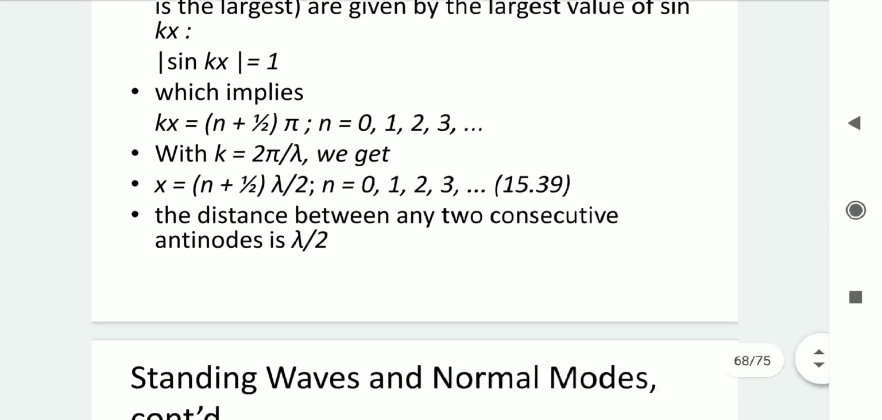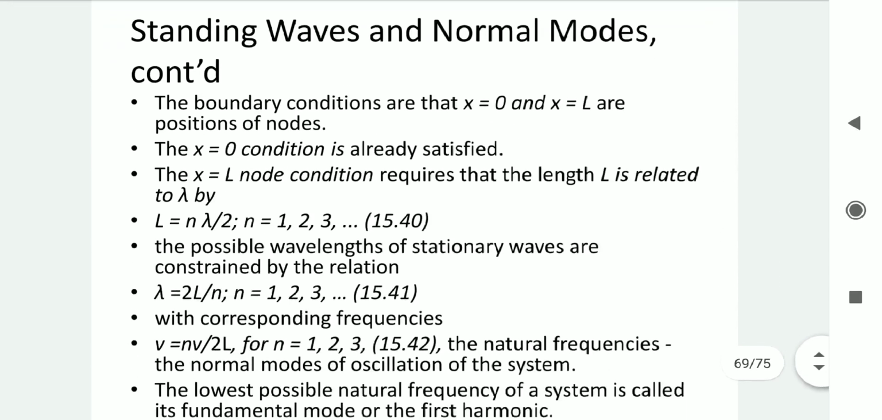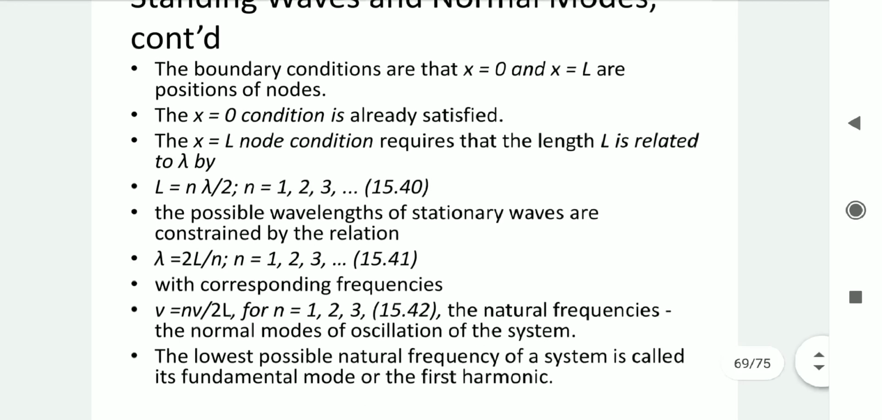By defining the boundary conditions x = 0 and x = L, which are the conditions we have defined, by the extreme condition x = L, we have L = nλ/2. So λ = 2L/n. Based on that, the frequency is f = nv/2L, right? So this frequency is known as a natural frequency, the normal modes of oscillation.